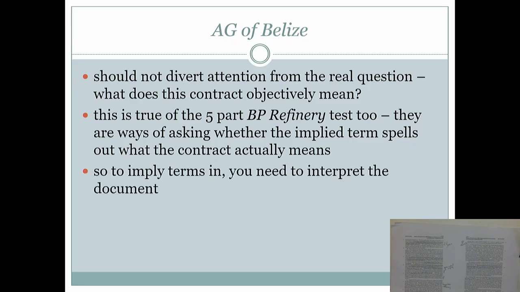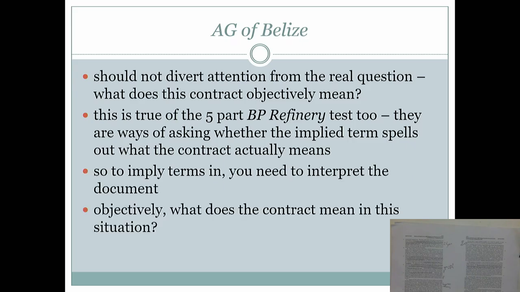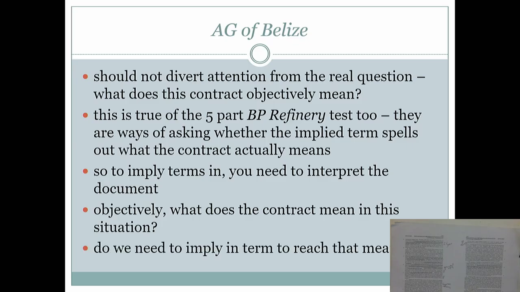So to imply terms, then you need to interpret the document. Objectively, what does the contract mean in this situation? Do we need to imply in a term to reach that meaning? And this sprouted all sorts of academic debate and confusion about the interplay between incorporation of an implied term and interpretation.